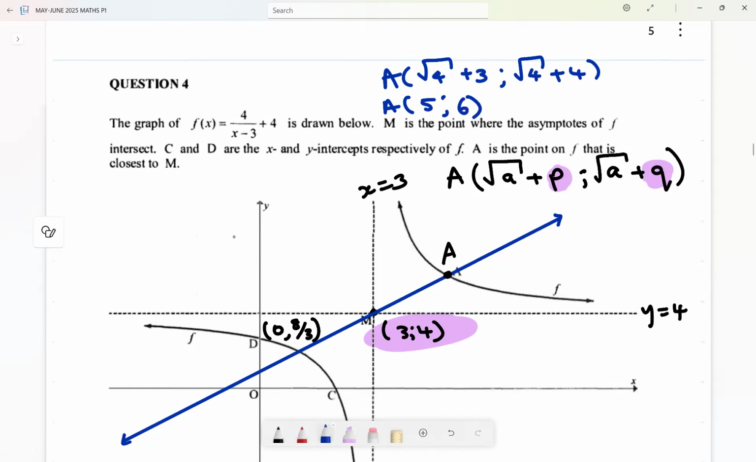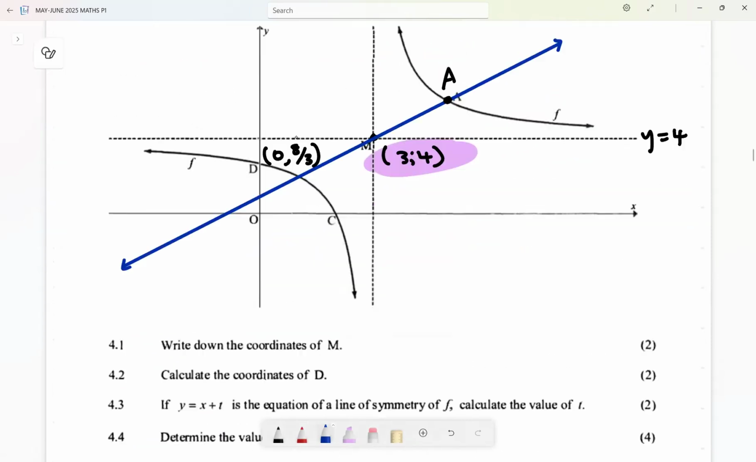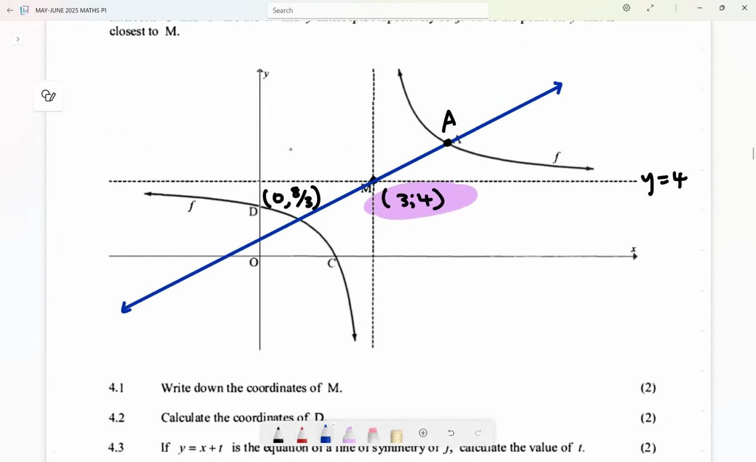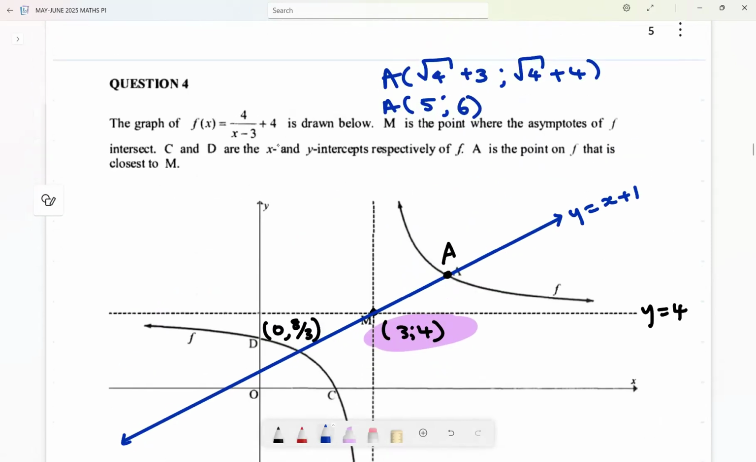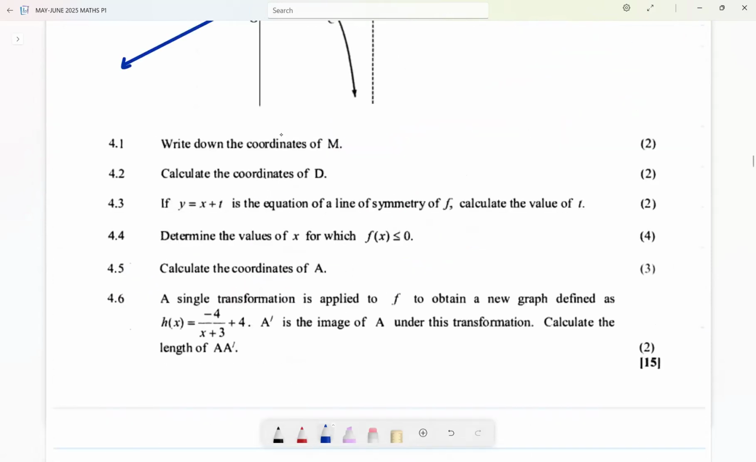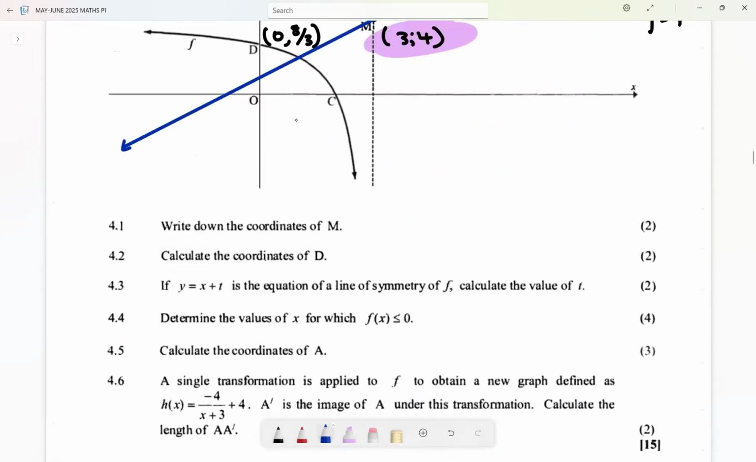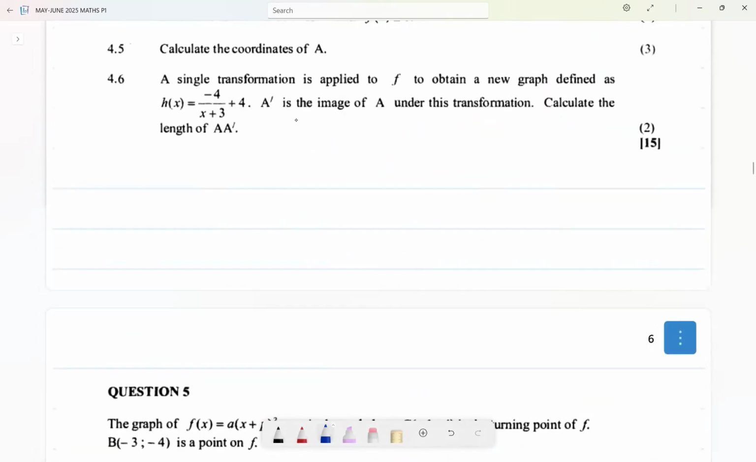So A is 5 and 6. Another way, if you did not learn this in grade 10 and 11, what you can do is, I know this graph y is equal to x plus 1. Okay, at this point they share a common point. So if they share a common point, it means the equations need to be equated. So I need to equate what? I don't have enough space.